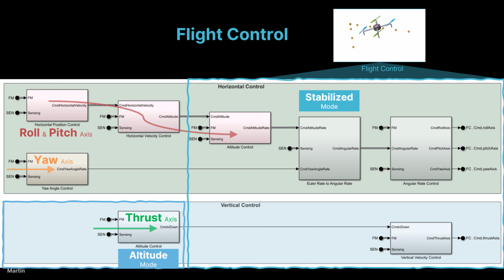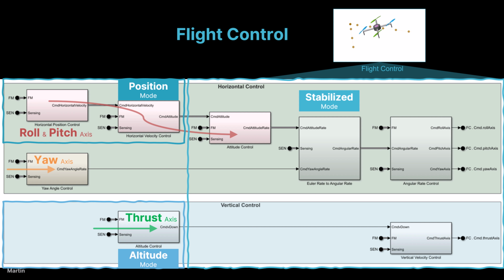Altitude mode builds upon stabilized mode by adding altitude control. It introduces a feedback loop to maintain or track a desired altitude, enabling the vehicle to automatically regulate vertical position while still relying on pilot input for horizontal movement. Position mode adds horizontal control layers on top of altitude mode.